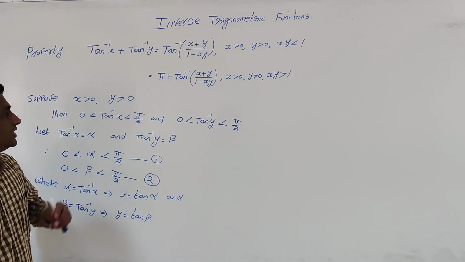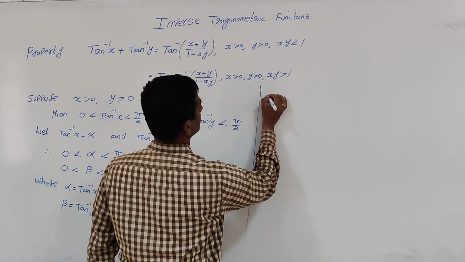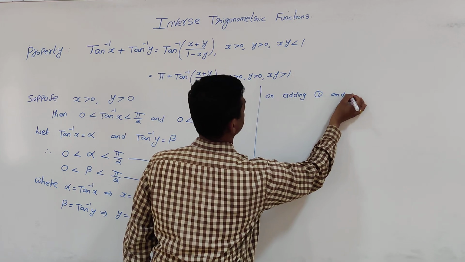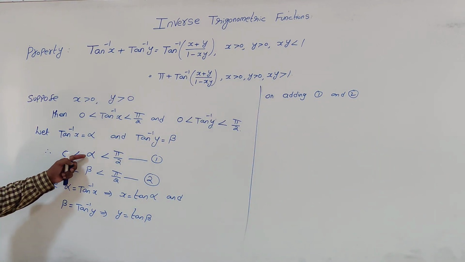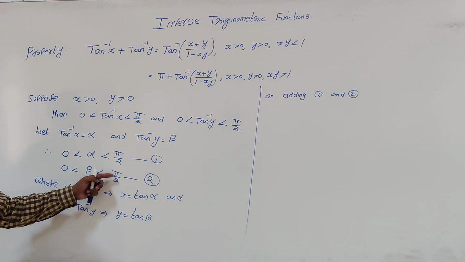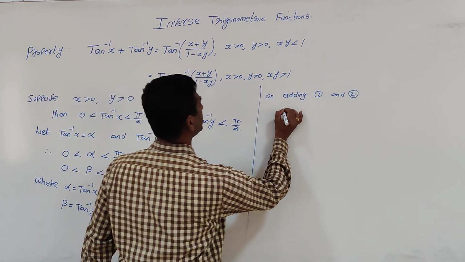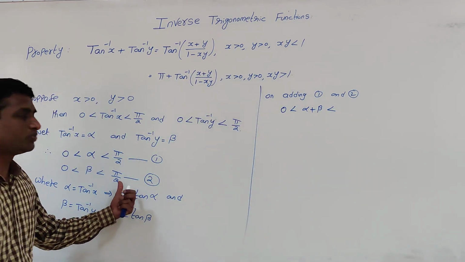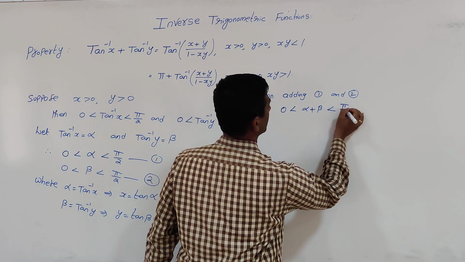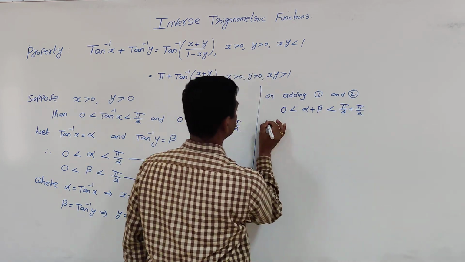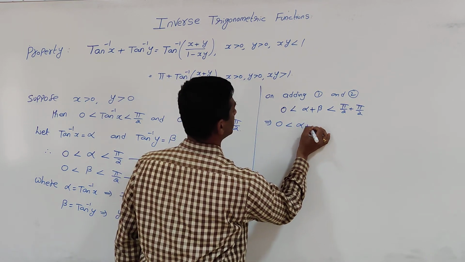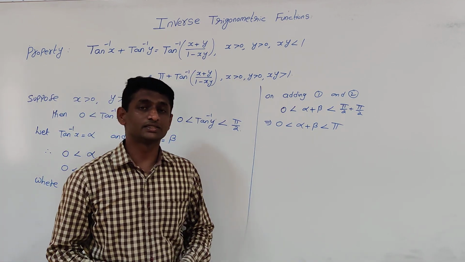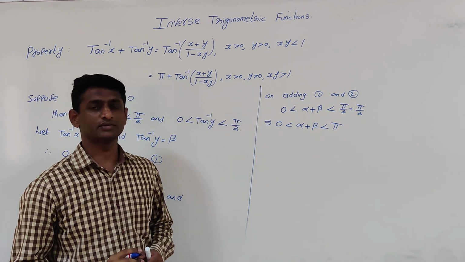Now add 1 and 2. On adding 1 and 2, means 0 less than alpha less than pi by 2 plus 0 less than beta less than pi by 2. So it will be 0 less than alpha plus beta less than pi by 2 plus pi by 2. Pi by 2 plus pi by 2 gives 0 less than alpha plus beta less than pi. Means the sum of the two angles lies between 0 to pi.